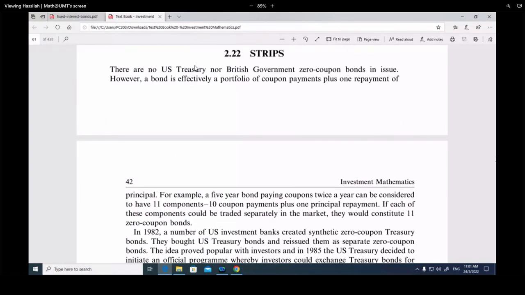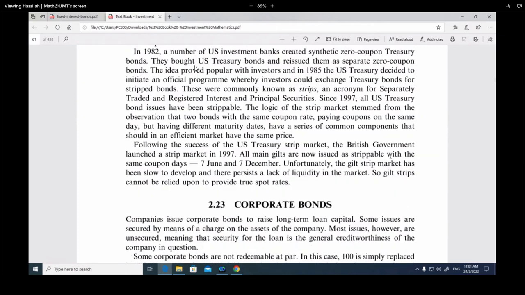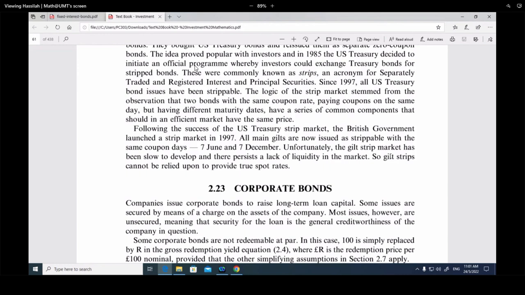Strips, saya nak cerita sikit je tentang strips ni. Secara ringkasnya kita boleh kata satu bond tu dikeluarkan untuk satu tempoh yang panjang. Kemudian apa yang menjadikan strip ni adalah bila setiap bond itu dipecahkan. Patutnya maturity-nya contoh 10 tahun, tapi bond itu dipotong-potong. Sebab tu dia panggil strip.